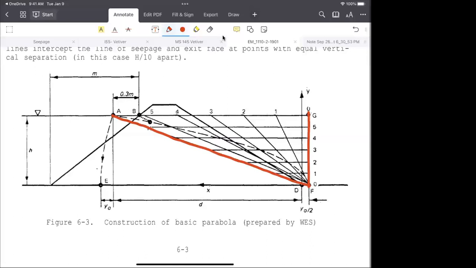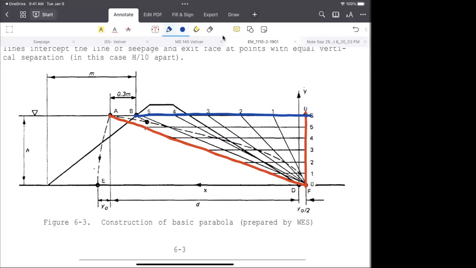So what is G? What is the point G? You extend the water line all the way, and you extend a vertical line from the point A. So you get this point G. Now you have a distance between G and A, and you have a distance between G and F.